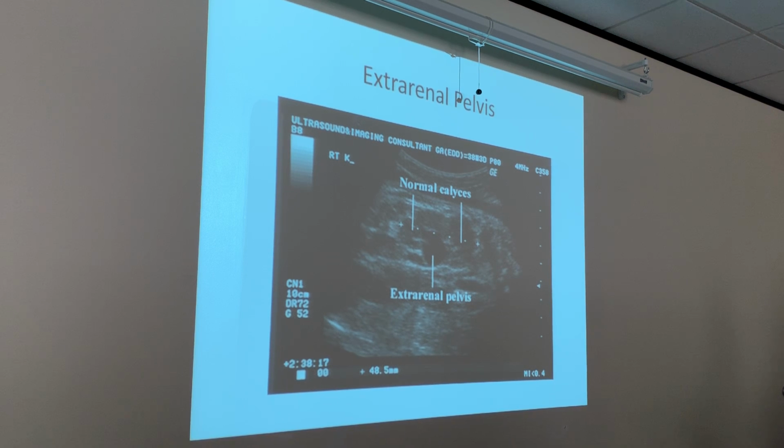An extrarenal pelvis. Those are really, really difficult for us to distinguish. Is it a dilated ureter? Is it an extrarenal pelvis? Does it connect up to the pyramids or to the calyces? We're going to measure it with and without color. All we can say is there's an anechoic structure inside the renal pelvis.